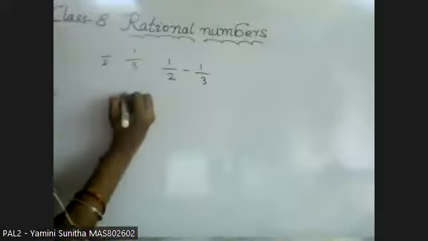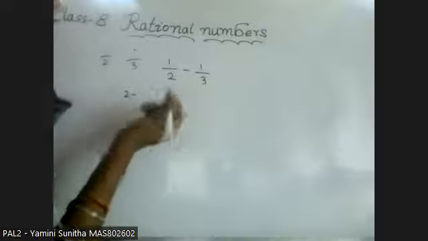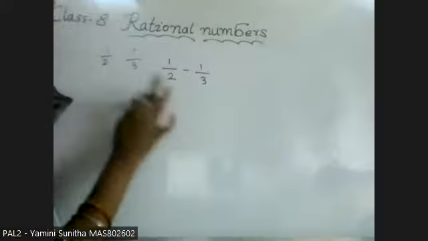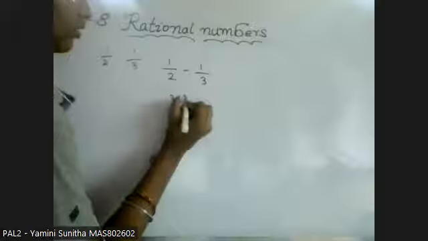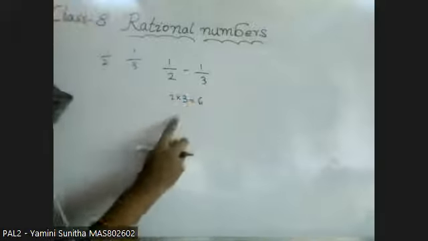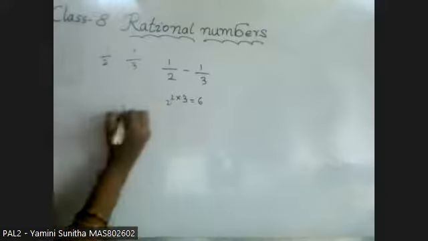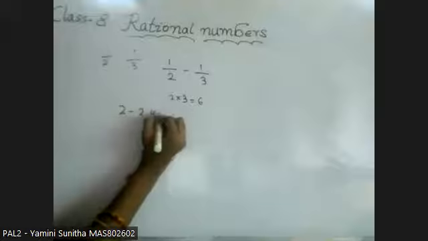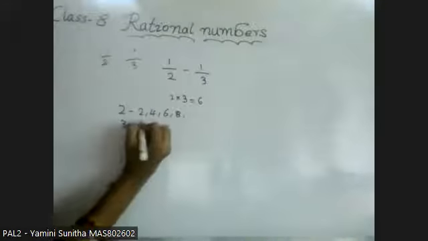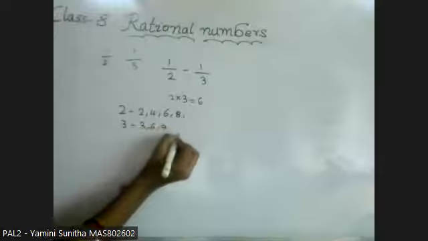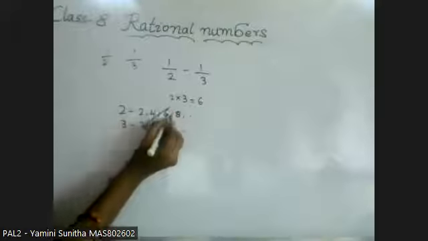What is the LCM of 2 and 3? They are consecutive numbers. What is the LCM? 2 into 3, 6. We know it. But to prove it, let us check. Multiples of 2 are 2, 4, 6, 8, and so on. Multiples of 3 are 3, 6, 9, and so on. See, the least common multiple is 6.